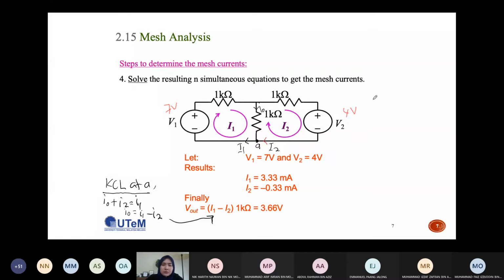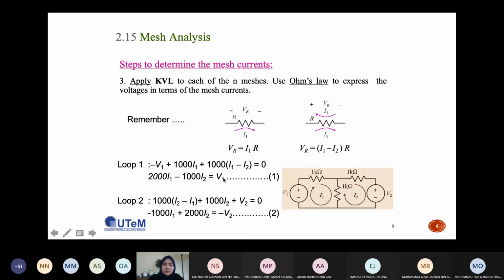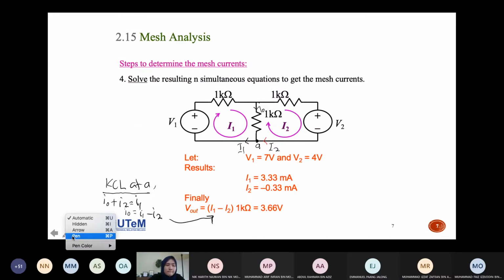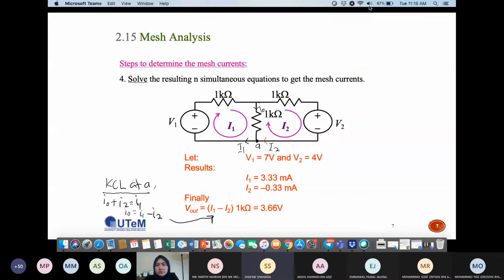Okay, I hope that you can understand. So basically from this equation, you have 2000, for the loop, for the V2 and V1, they say in here that will be 7 minus 4.